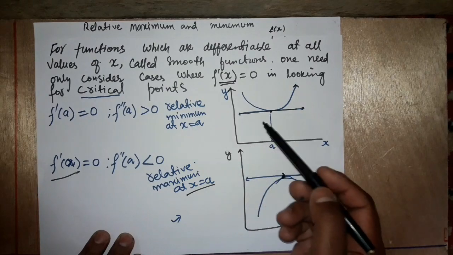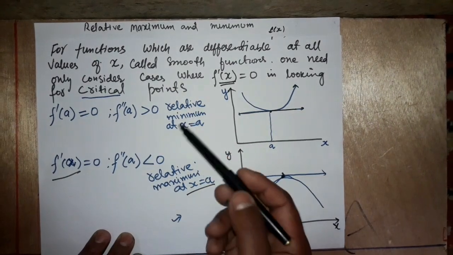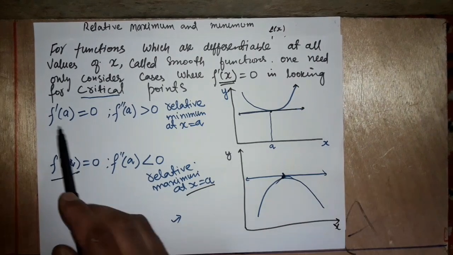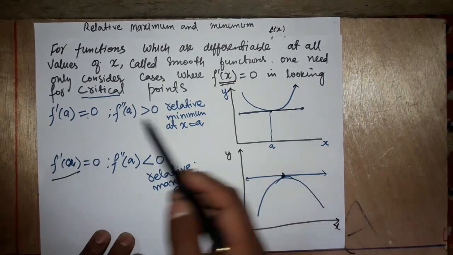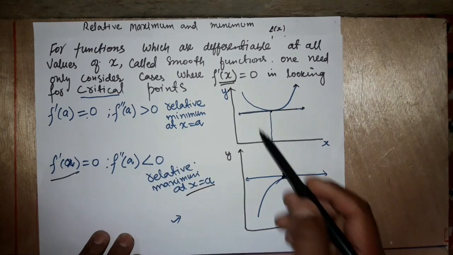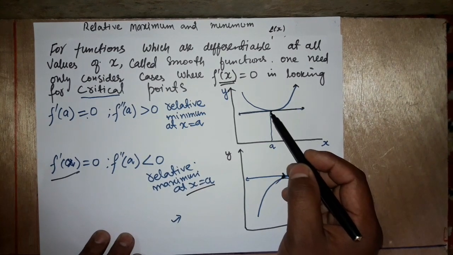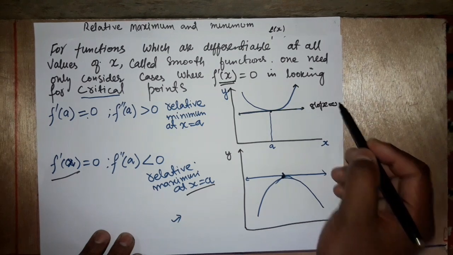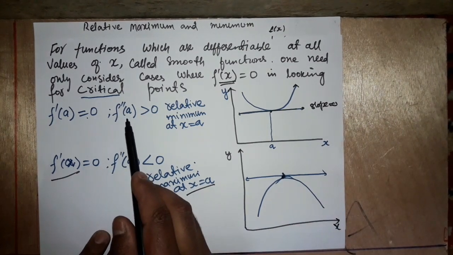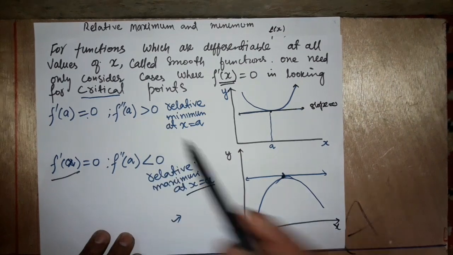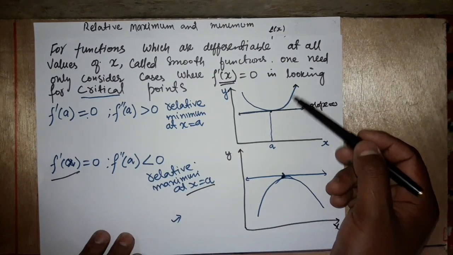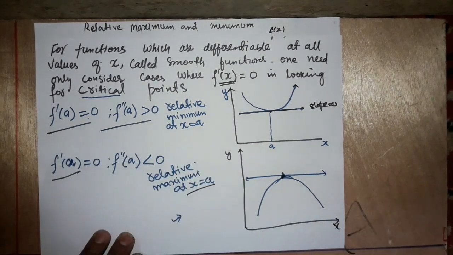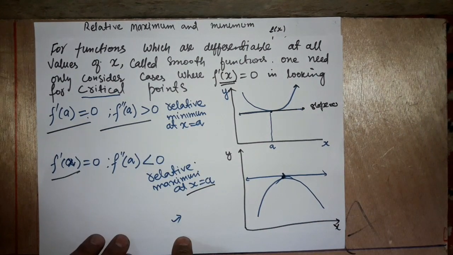Now, what is the meaning of relative minimum? We say a function has a relative minimum at x is equal to a when its first derivative is equal to 0 and the second derivative is greater than 0. First derivative equal to 0 means the slope at that point is 0. And the meaning of second derivative greater than 0 means the function lies above the tangent. So these are the conditions for relative minima.